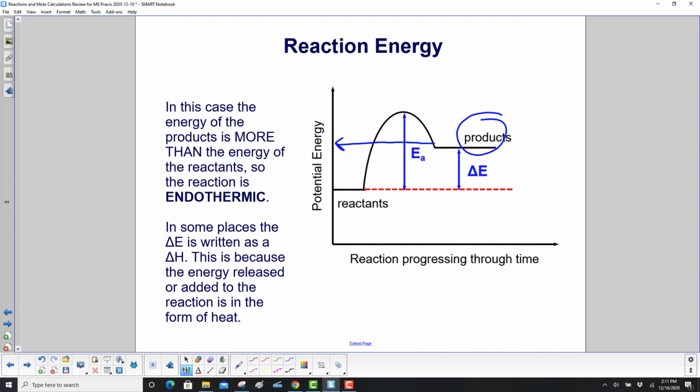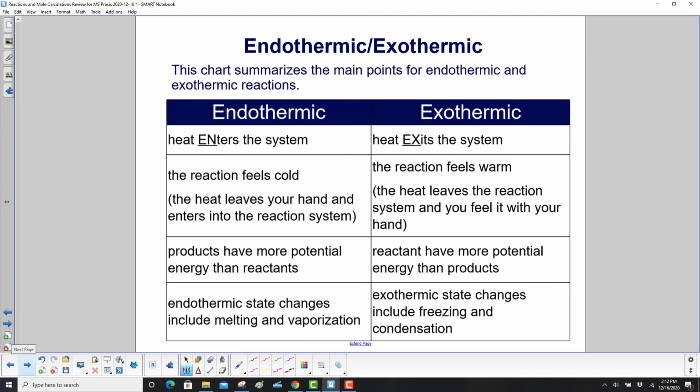In some places, delta E is written as delta H. This is because the energy released or added to the reaction is in the form of heat. This chart summarizes the main points for endothermic and exothermic reactions.